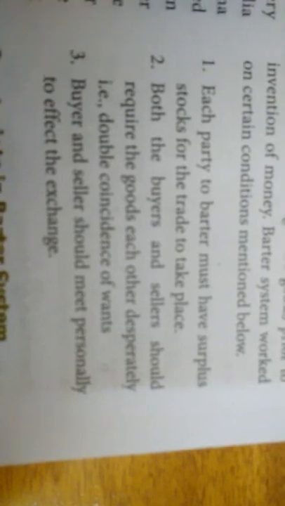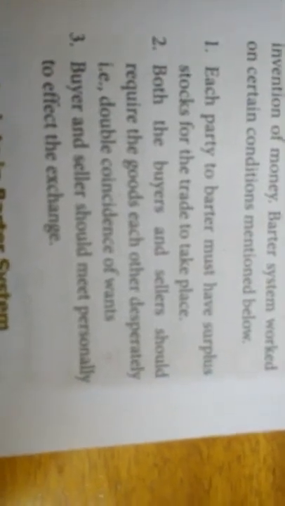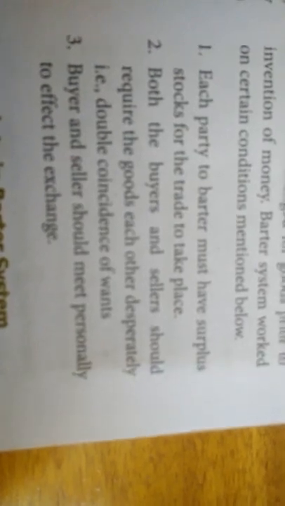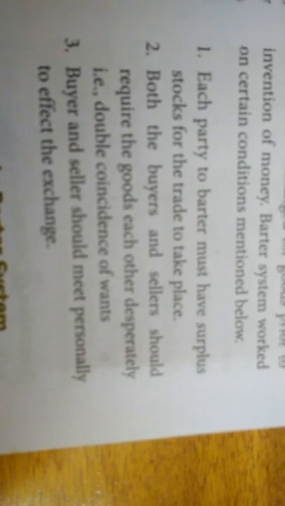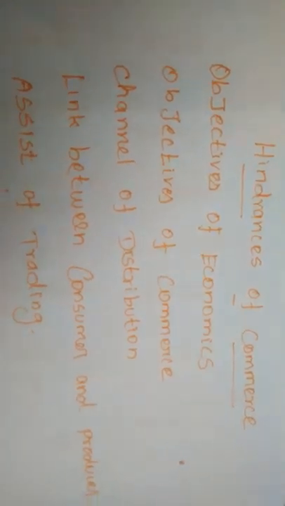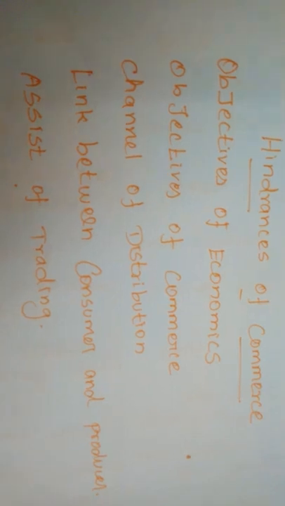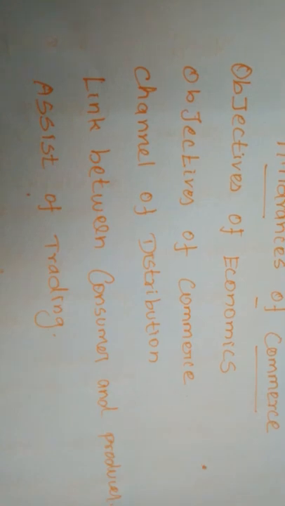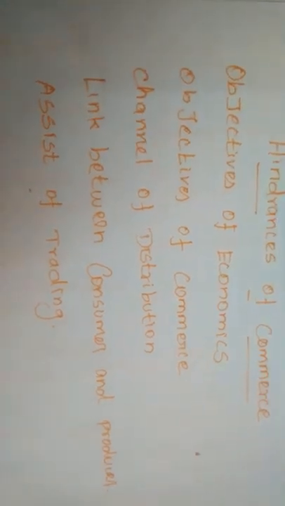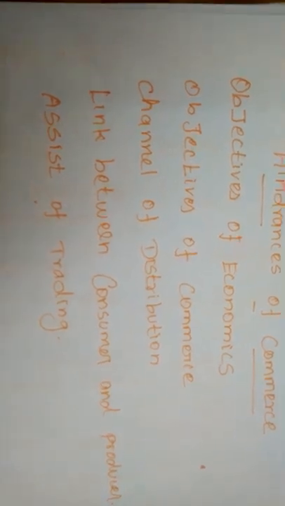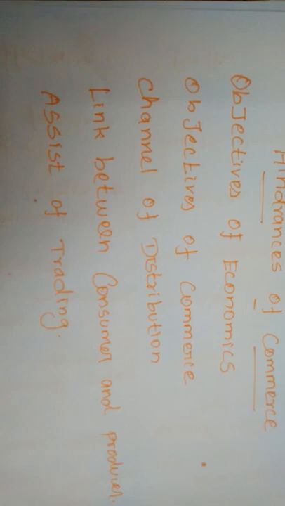The personal contact between the buyer and the seller. Without the direct meeting of buyers and sellers, the barter system will not work. And we have studied some of the constraints in this barter system. What are they? The lack of coincidence of wants. Next, the non-existence of a common measure of value. There is no money, so the barter system will not improve.